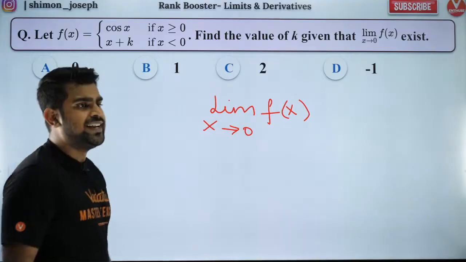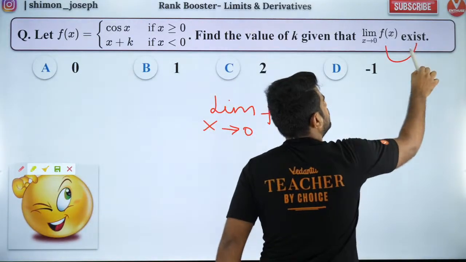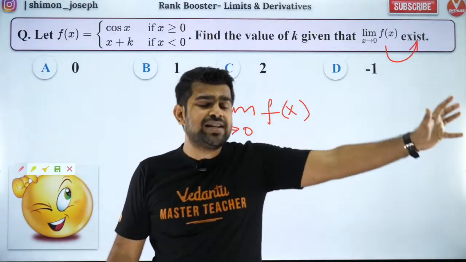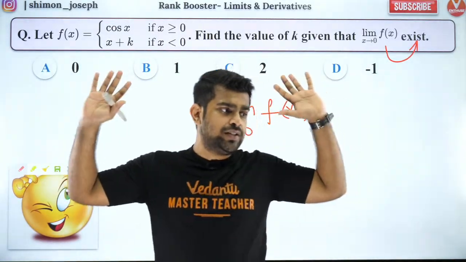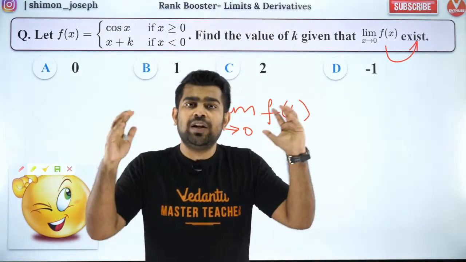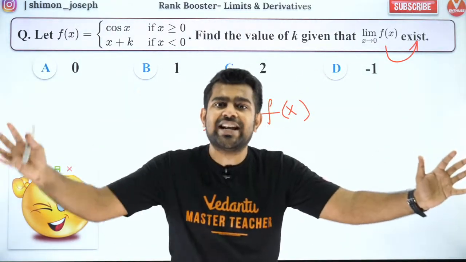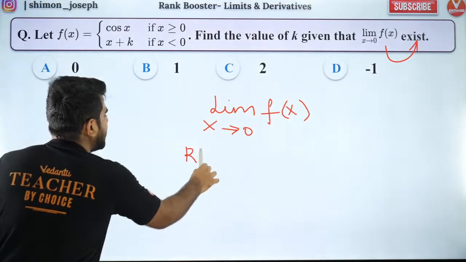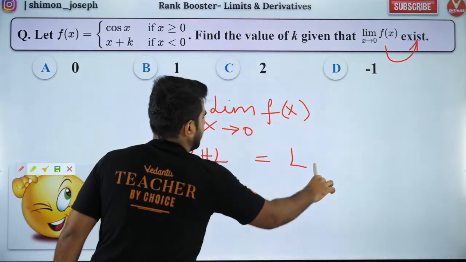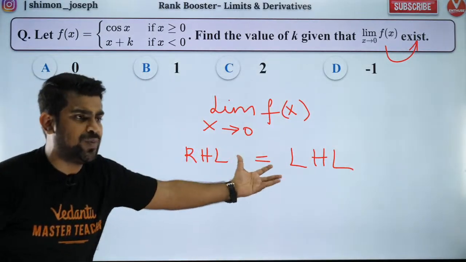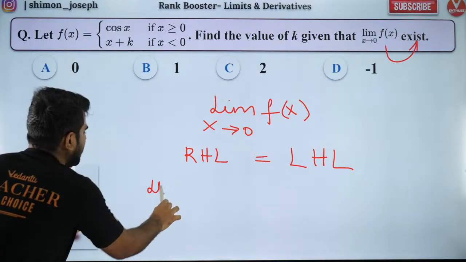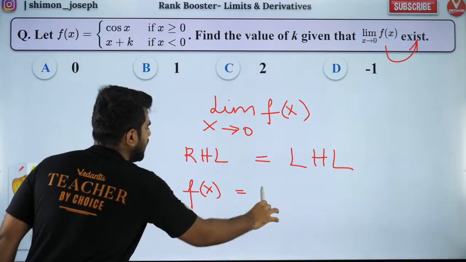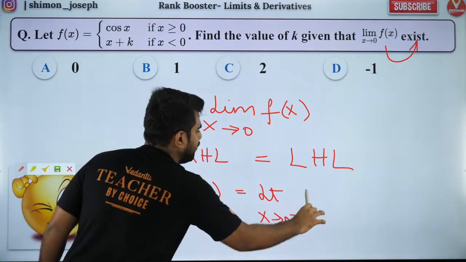So guys, it is given that the limit exists. What does it mean? If the limit exists, my dear boys and girls, do you all agree that the left hand limit will be equal to the right hand limit? Are you all okay with that? Absolutely right. So let's do that. RHL is equal to LHL, and both of them should be equal to a finite value. So limit as x tends to 0 plus of f of x is equal to limit as x tends to 0 minus of f of x.